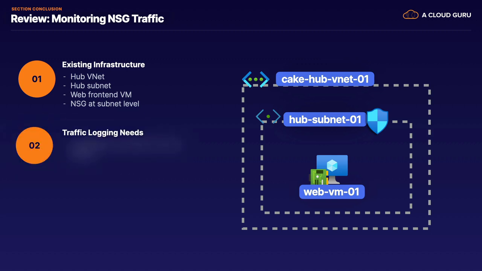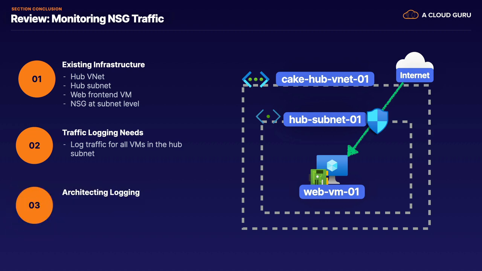We want to log the traffic for all VMs that are inside this hub subnet that may be associated with this network security group. So for architecting our logging here, we want to make sure we enable Network Watcher. And this is done by default when creating an NSG flow log. We also want to make sure that we register Microsoft.Insights on the subscription where we are performing this.